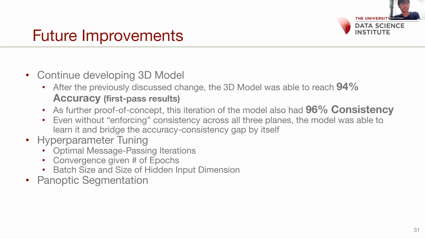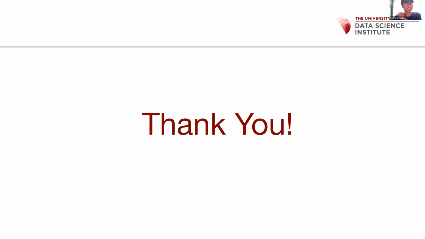In addition to those improvements, we have hyperparameter tuning, which consists of optimizing the number of message passing iterations, convergence given the number of epochs, and also batch size and the size of the hidden input dimension that we have at the beginning. And lastly, a direction we can also take is panoptic segmentation. So yeah, thank you. I hope this talk was useful, and I'm ready for any questions.